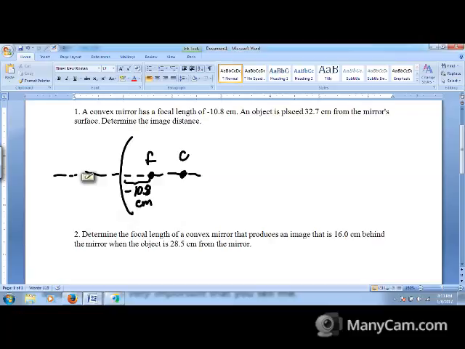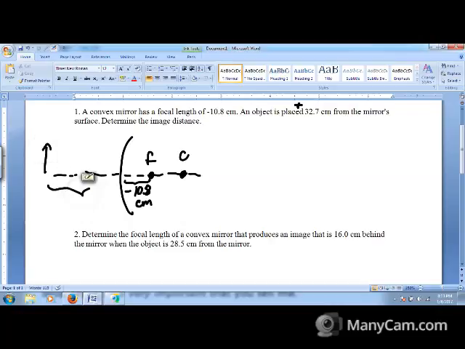But if you know that if you put a 10.8 and you're moving in the right direction, if you know that that's negative, then you don't have to put this negative sign. I like to, just because I get confused a lot and it helps me keep track of everything. An object is placed 32.7 centimeters from the mirror's surface. Okay, so this positive 32.7 tells me I'm going to put it over here.